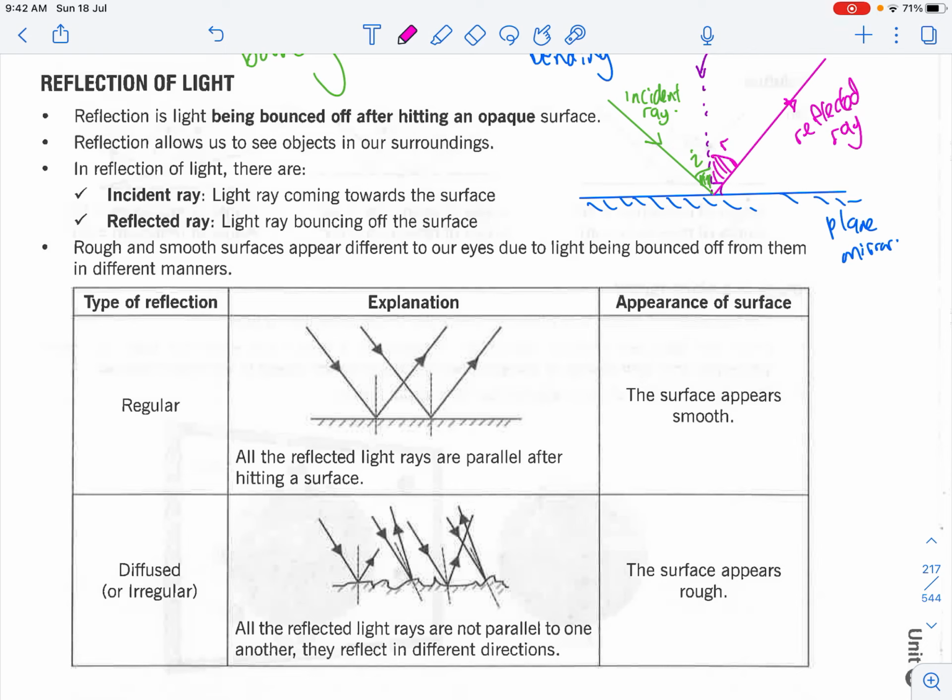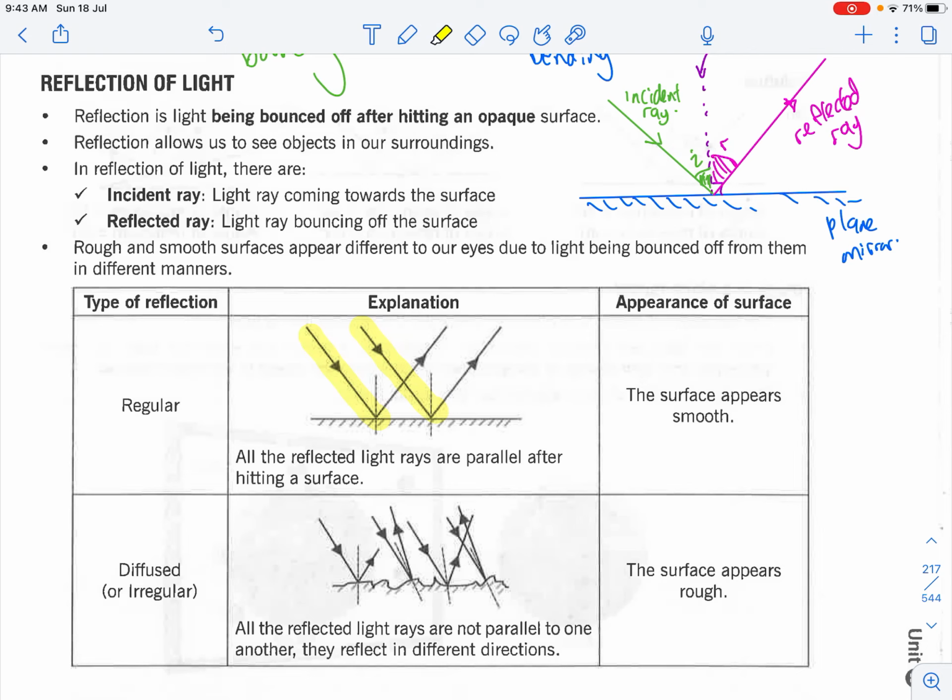So you have rough and smooth surfaces appearing different to our eyes due to light being bounced off from one item to another item, and this surface will actually appear smooth. So this is in the event of having regular reflection, where you can see the rays are generally parallel to one another. So what you can see is a very sharp and clear image.